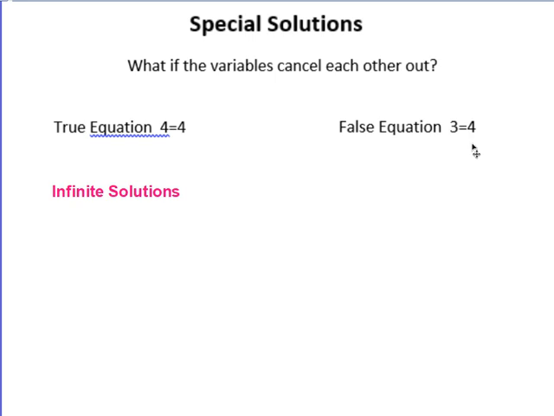The other thing that could happen is I could get something that's false. I could get different numbers. I could get 3 equals 4. I could get 7 equals 12. Numbers that don't match, that aren't equal. And when that happens, we say that there is no solution. It does not matter what number I pick. It's never going to work. It's never going to make both sides equal.